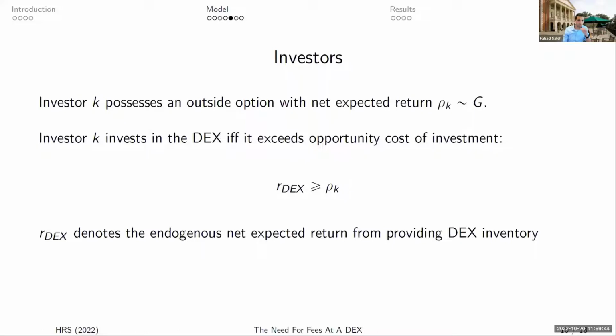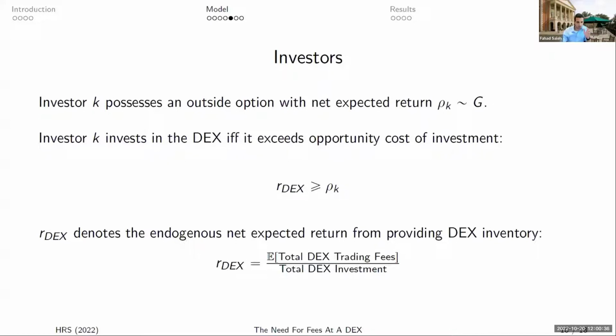So then let's talk about the investor problem. Investors, as I was saying earlier, are going to be allowed to have alternative investment opportunities, and we can subsume this into an outside option. So investor K has an outside option rho K, which is generated from some distribution G, and the investor is going to be rational and risk neutral and is going to choose whatever investment opportunity provides the highest expected return. So in particular, we're using this notation RDEX to denote the return from investing at the decentralized exchange. If that is higher than the investor's opportunity cost, then they're going to invest at the decentralized exchange. They're going to provide inventory to the decentralized exchange. If, on the other hand, the return on investing at the DEX is lower, then they won't.